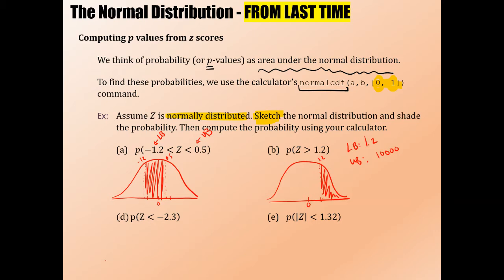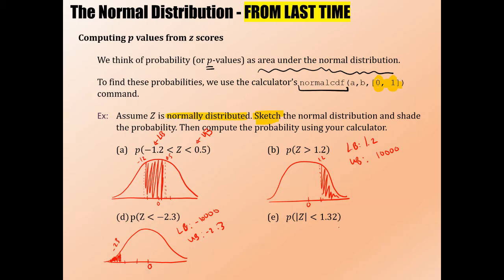For D, oh goodness, what is down here? 0, negative 1, negative 2, negative 2.3. And I'm shading less than it. So this is like a little bit, and it's not going to be a ton. And so I want to remember that my lower bound, I'm going to be extreme, is like negative 10,000, and the upper bound will be that negative 2.3.